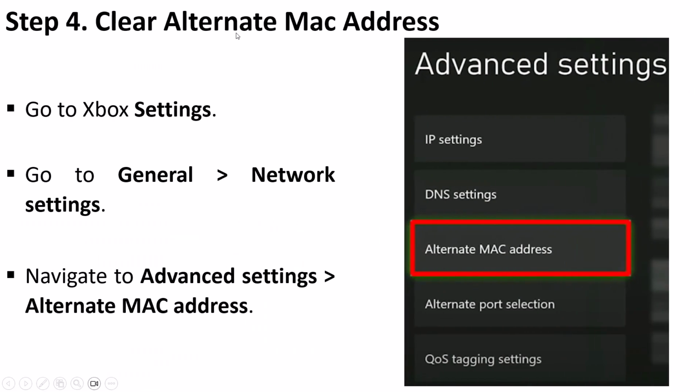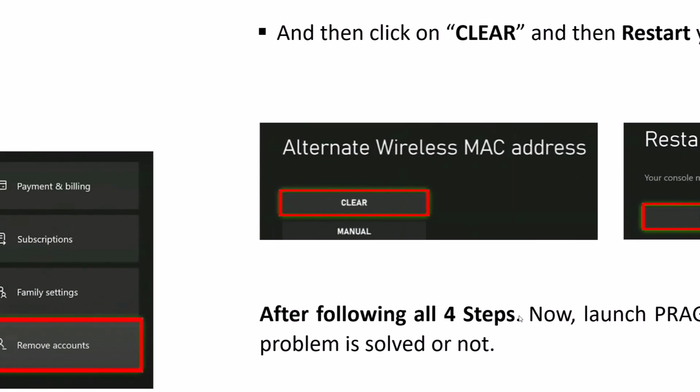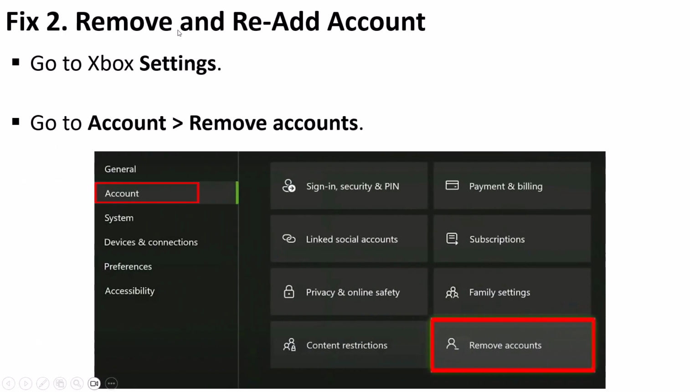Step 4 is to clear alternate MAC address. So go to Xbox settings, go to general, network settings, navigate to advanced settings, alternate MAC address and then click on clear and then restart. Now after following all the 4 steps, you can launch PRAGMATA game and check if your problem is solved or not.